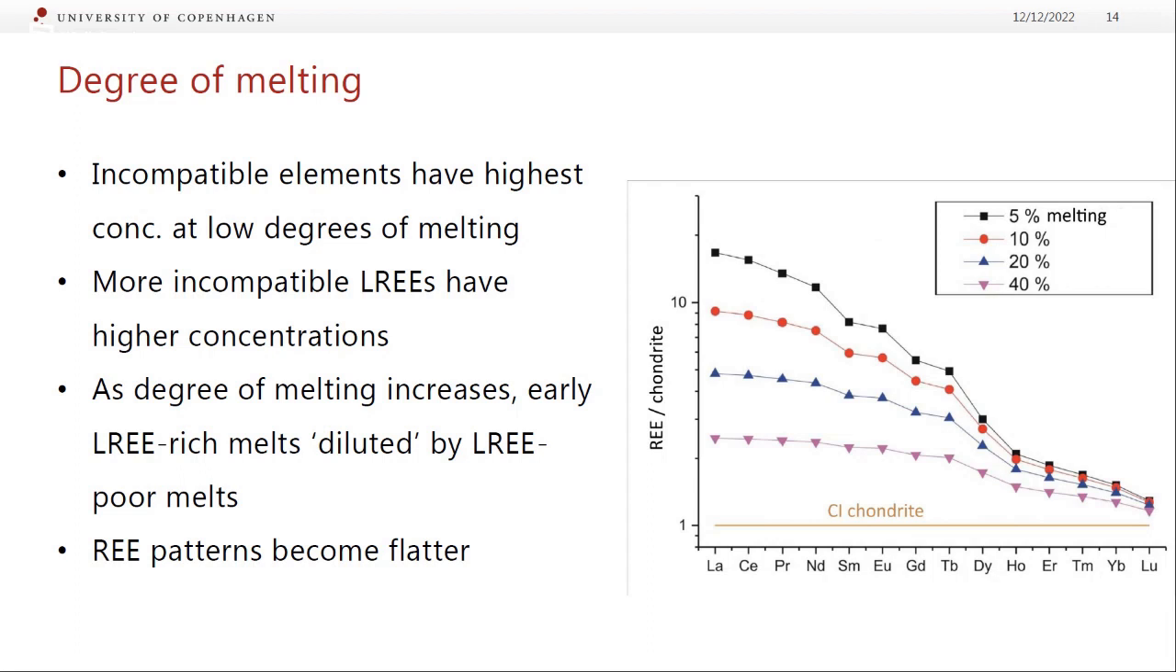But thinking back to our fractional melting or equilibrium melting plots, as the degree of melting increases, we gradually dilute down these very incompatible elements. And so what you can see here is as the degree of melting increases from 5 to 10 to 20 to 40%, the pattern actually gets flatter. Okay? If we melted 100%, it would have the exact same pattern as the CI chondrite.